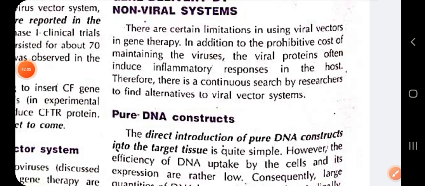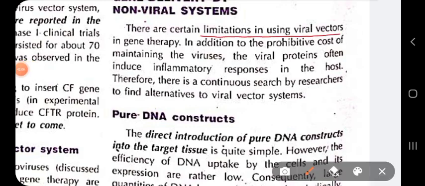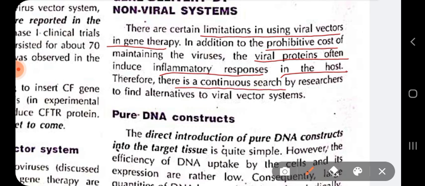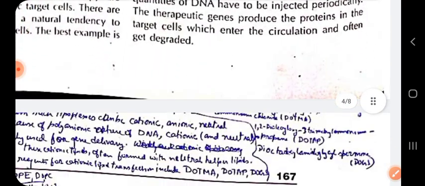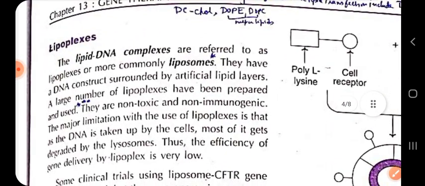There are some limitations to using viruses as vectors in gene therapy. First, the cost of production is very high, and most of the viral proteins can cause an inflammatory response if an immunogenic response occurs within the host cells. Therefore, there is continuous research going on into alternatives to viral vector systems, and there are many ways through which we can deliver our therapeutic gene into the target cell. The first way is lipoplexes. What is a lipoplex?